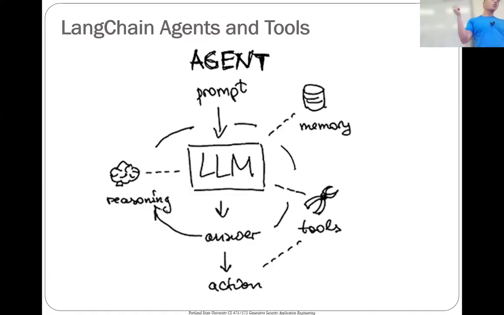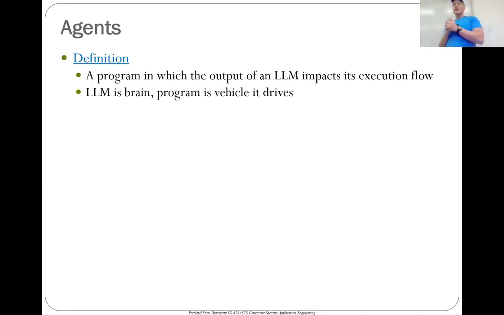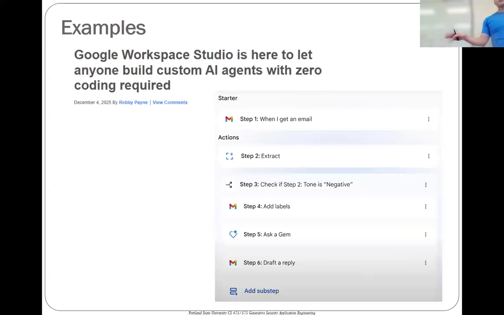Okay, agents. This is a definition I pulled out of deeplearning.ai: a program in which the output of an LLM impacts the execution flow of the program. So the LLM is the brain, the program is the vehicle that the brain drives, is essentially what this definition is. This is taking off everywhere.